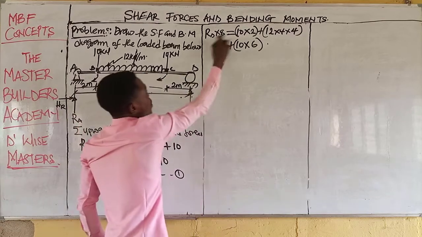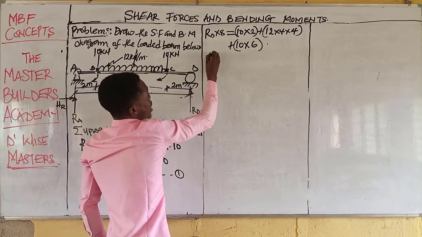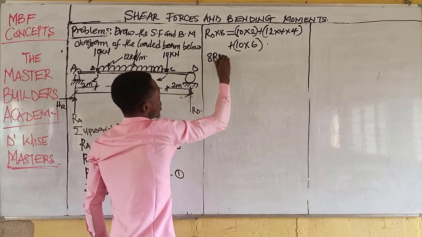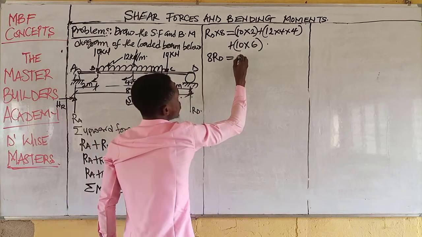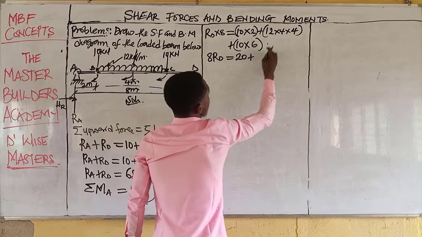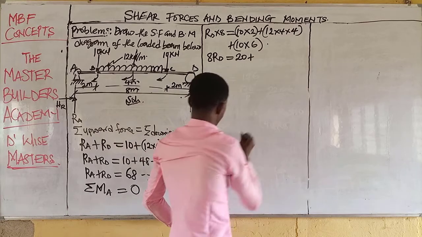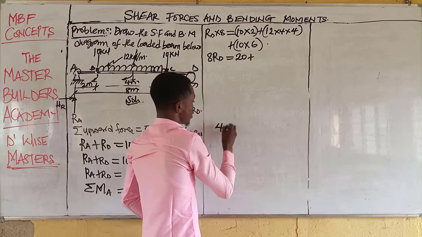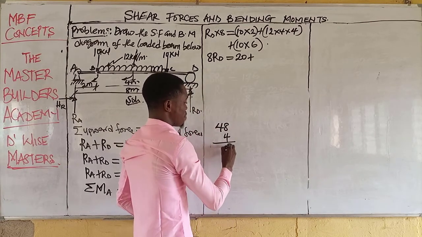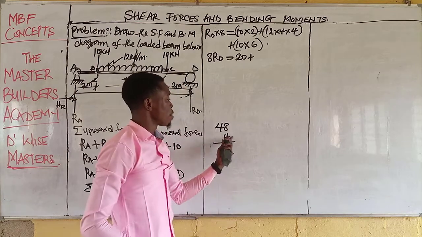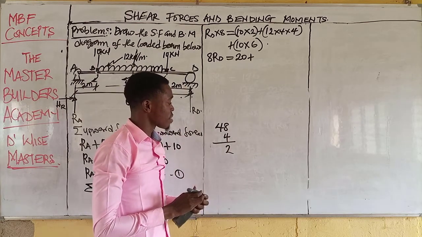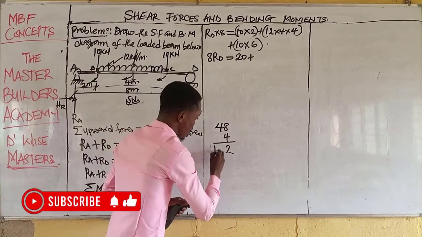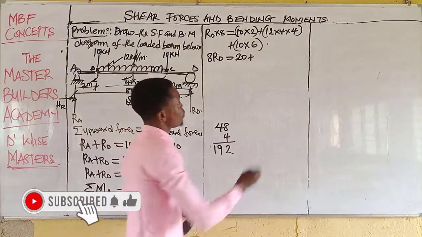This is it. Then when we multiply 8 by RD, we have 8 RD. 10 multiplied by 2, we have 20. Plus 12 multiplied by this guy, we have 48. And 48 multiplied by 4, we have 192. Then multiply this guy by this guy, we have 60. And 192 plus 20 plus 60 would have given us what? 272.